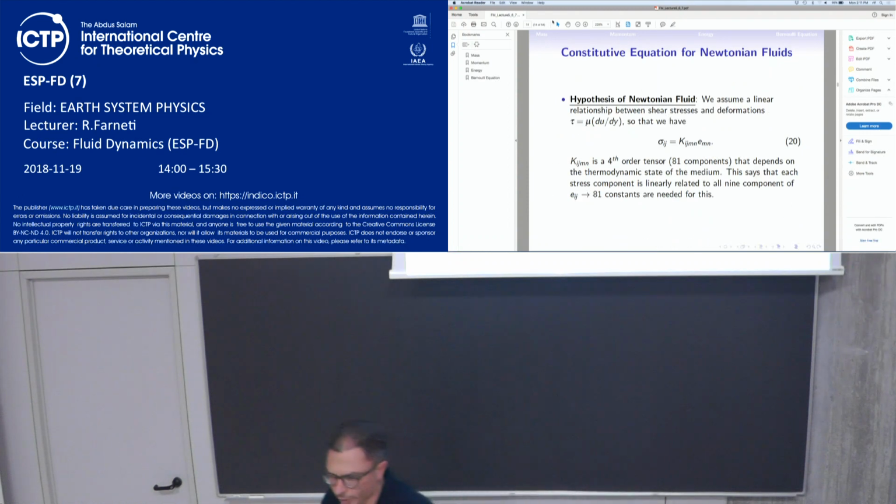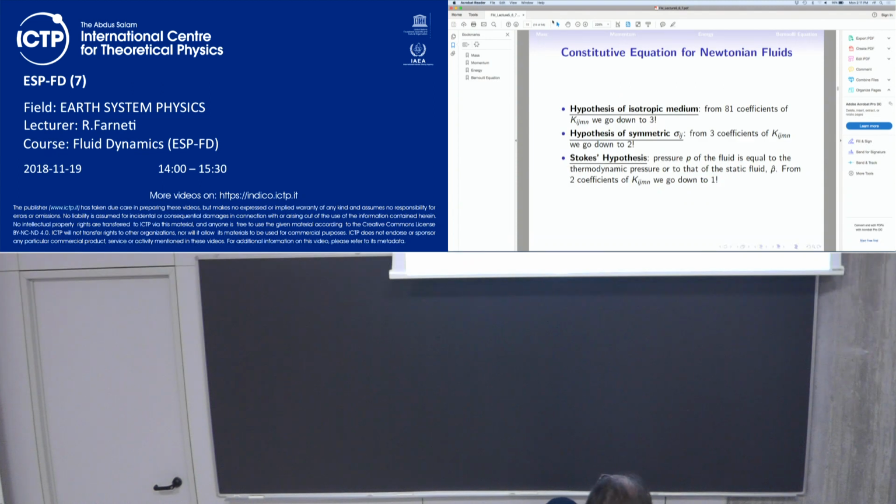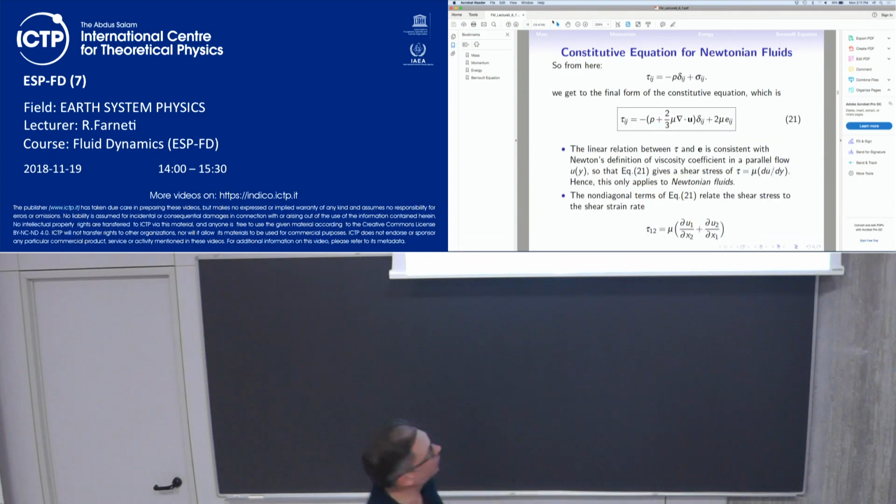Now is where you make a lot of assumptions and approximations. We make the hypothesis of Newtonian fluid, so that there's a linear relationship between the stress and the deformation, and the viscosities are constant. So you reduce the number of components of that fourth order tensor. Then you say that the medium is isotropic, the deviatoric stress tensor is symmetric, and then you use the Stokes hypothesis for pressure. And eventually you get to that.